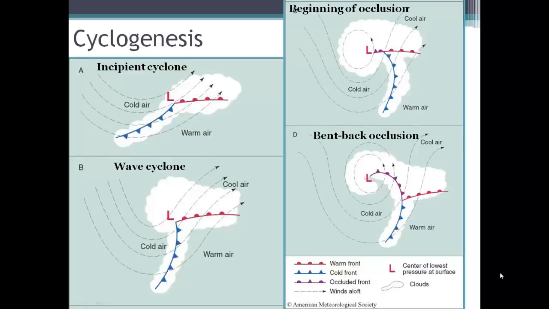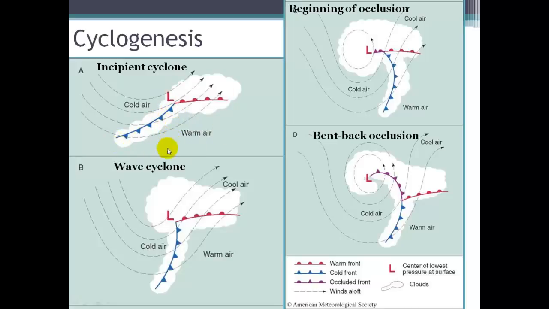So cyclogenesis just means the birth of a cyclone. And we've identified 4 distinct phases here. The first one being the incipient cyclone phase, where we have our upper air winds, you can see by the dashed lines here, cold air in the north, warm air in the south, and 2 air masses that are meeting. So we end up with a low pressure, and remember around that low pressure system the winds are moving counterclockwise and in. And so at the incipient cyclone phase is just where we have these 2 air masses that meet.